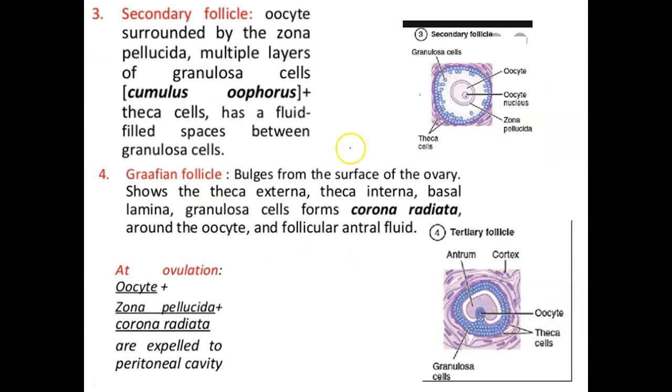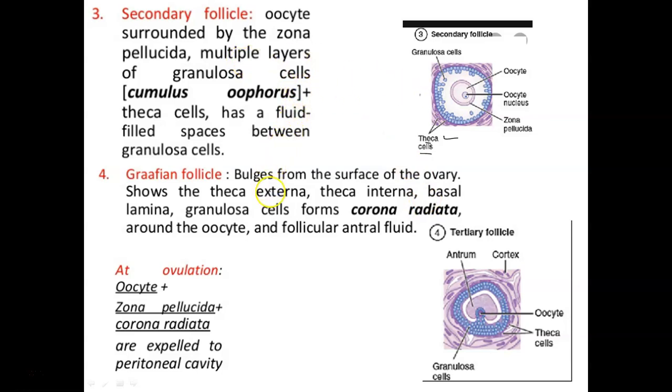Now the next one, the secondary follicle. The oocyte is surrounded by zona pellucida, of course. Then multiple layers of granulosa cells are there. Then, we can see here that outside the granulosa cells, one more layer starts appearing, that is the theca cells. Because the graafian follicle, or the tertiary follicle which will be formed, is surrounded by theca externa and theca interna, right? So the secondary follicle forms.